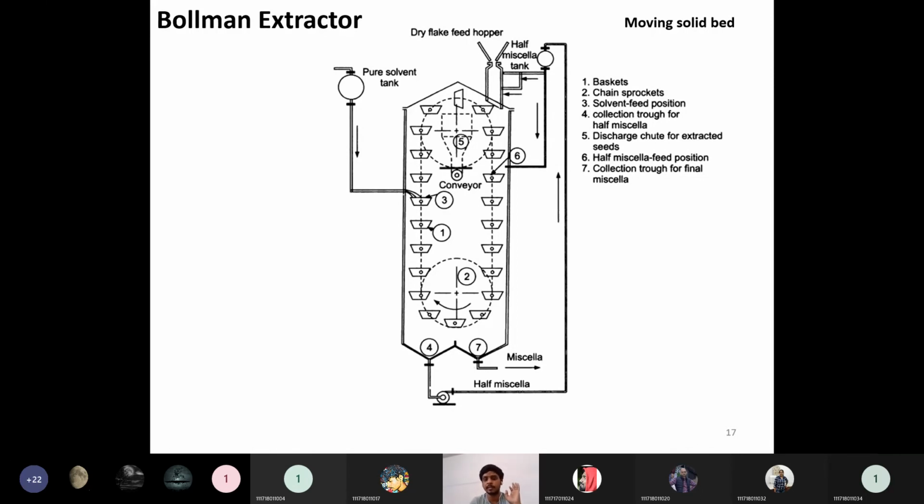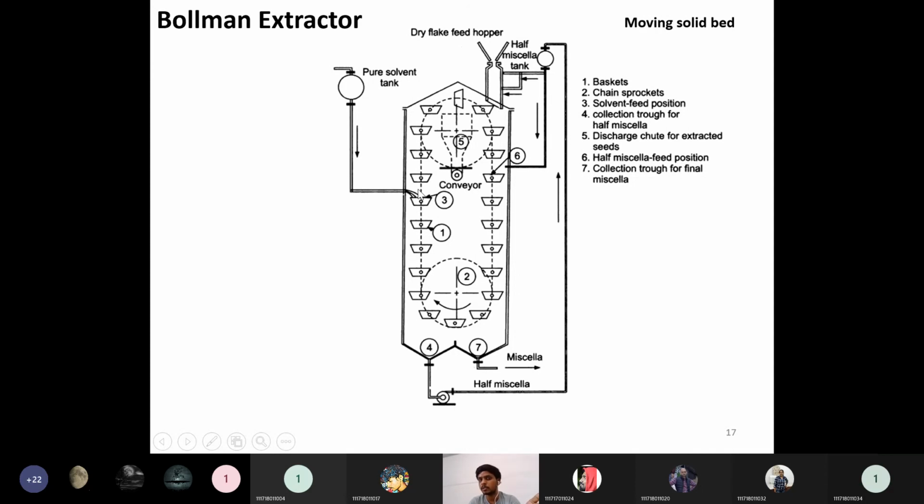For example, in the case of oil extraction, if you see, these are groundnut seeds. So groundnut seeds are just flowing inside this bucket, and these buckets are just revolving. The pure solvent like hexane, or some pentane, or petroleum cut fractions, is applied on the left side of this bucket. So here on the left side, the solvent is just coming in contact with the solid groundnut seeds.